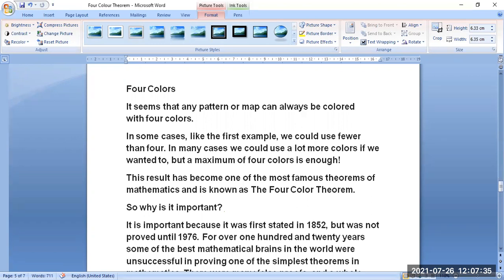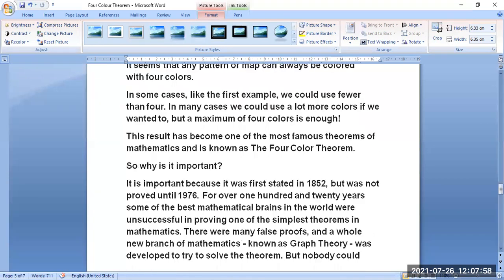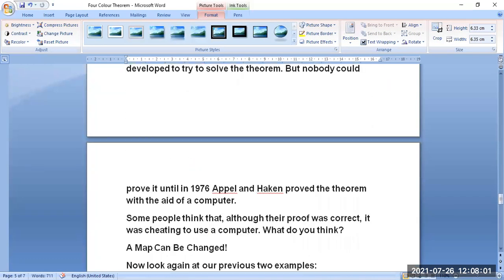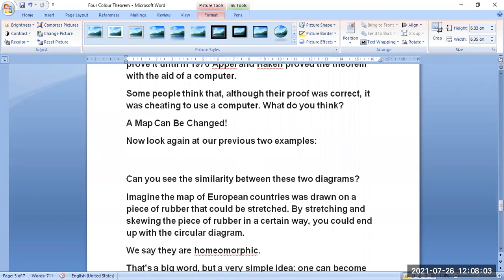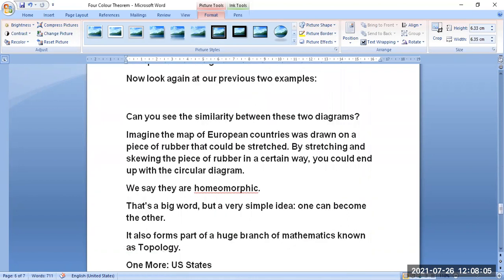Is it clear? By 4 colors, you can color each and every region of a given map. Here we are talking about the map. You can use n number of colors, that is your choice, but by 4 colors, you can finish it. This result has become one of the most famous theorems of mathematics, known as the four-color theorem. Here the history is given, so we are not going into history.